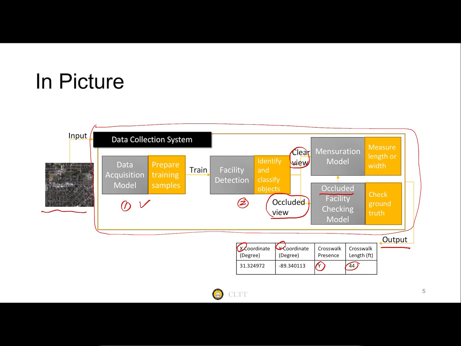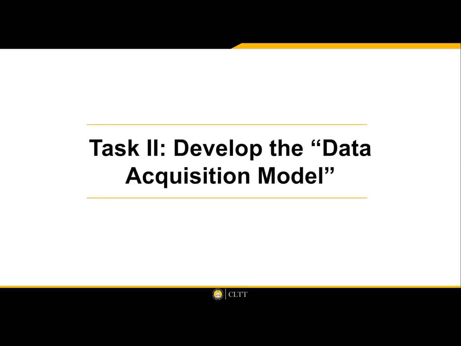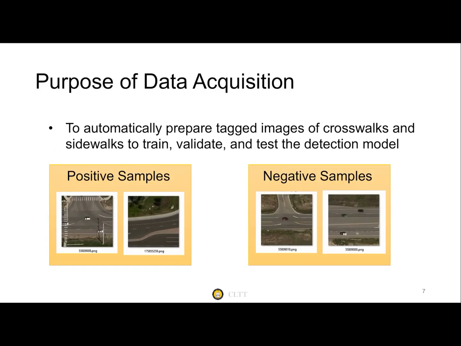So here are the four models included in this system. And the first stage of this project is just to develop each one of them. So first, we developed the data acquisition model. The purpose of this data acquisition model is to automatically prepare tagged images of crosswalks and sidewalks to train, validate, and test the detection model.